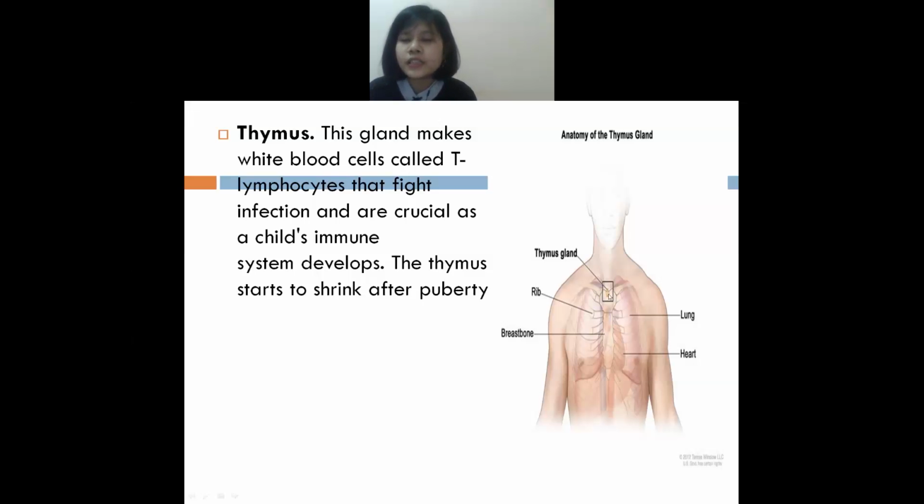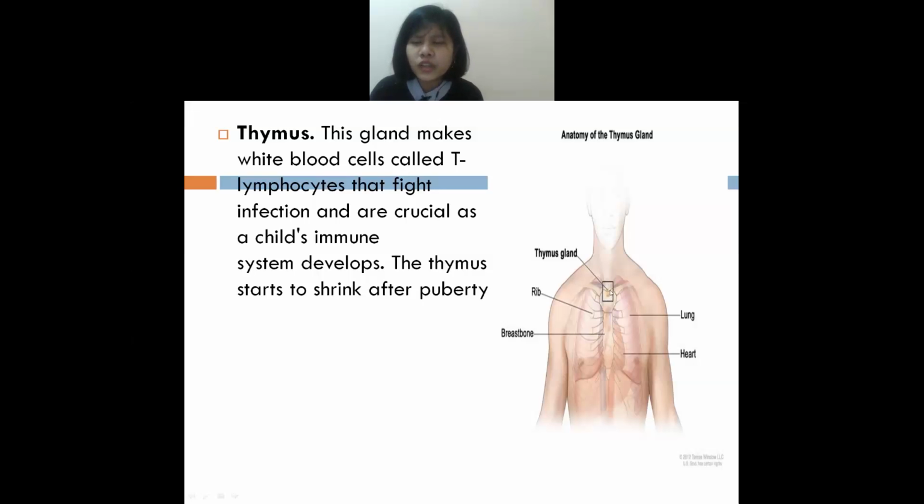Okay, so what does this gland do? The thymus gland makes white blood cells, that is WBC, which is known as T lymphocytes. And what do these T lymphocytes do? They fight against infection. They help in protecting you from infection. And in the child, they help in giving immunity, protecting the child or the baby from various kinds of diseases and infections.